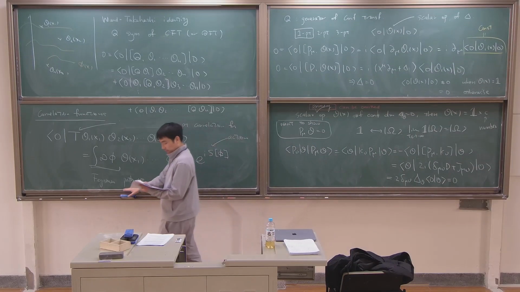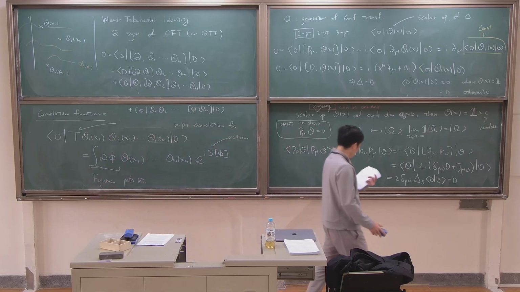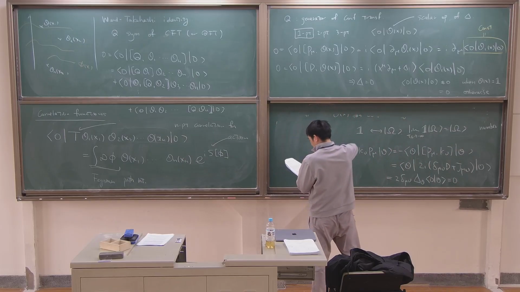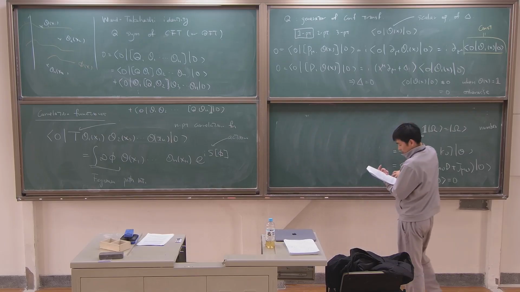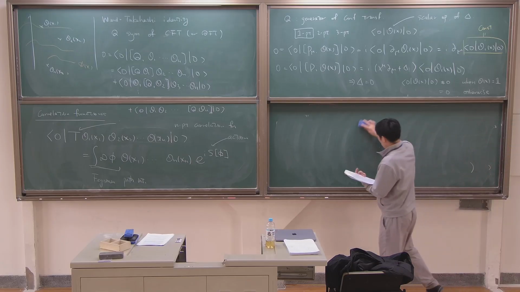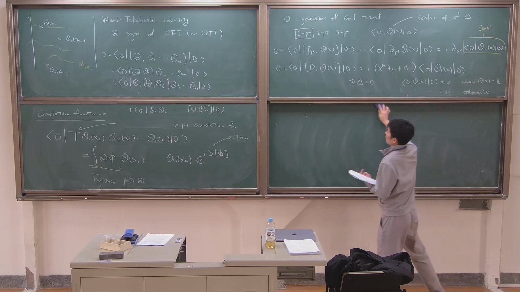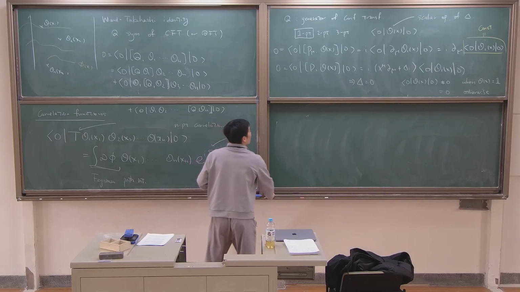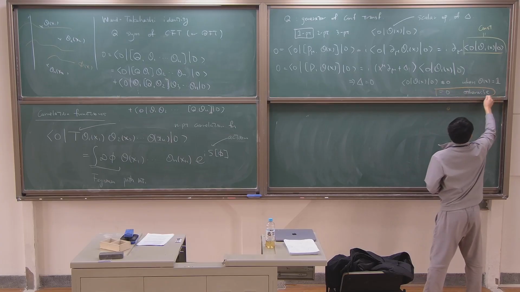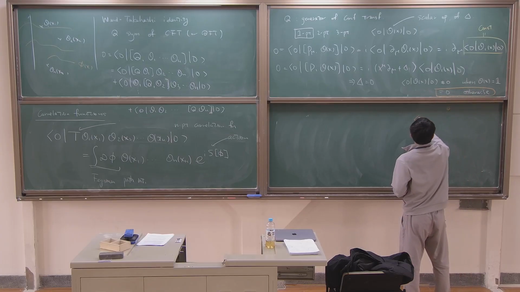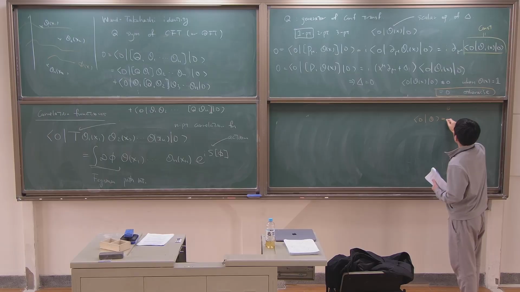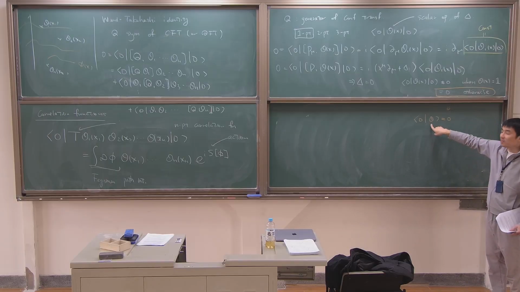Let's move on to the 2-point function. There's another implication: this means that the state is O acting on the vacuum. So O is the vacuum.